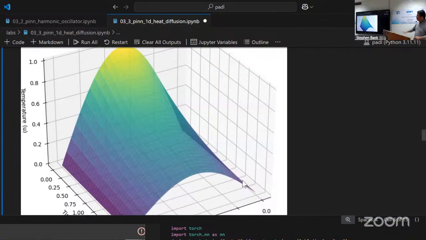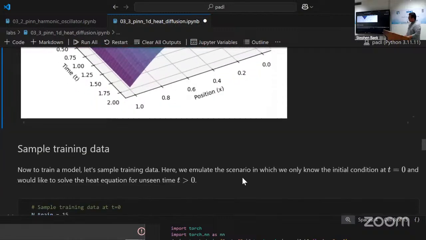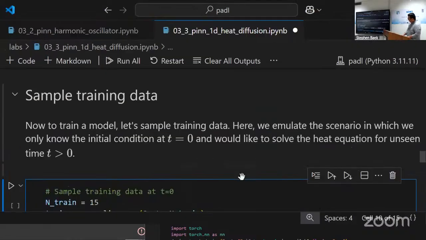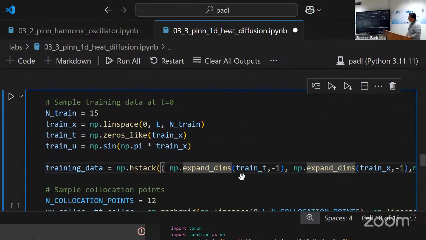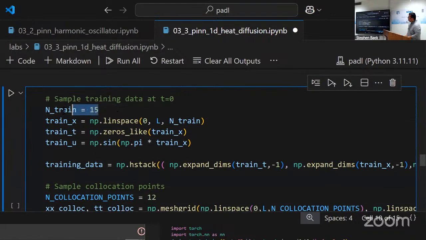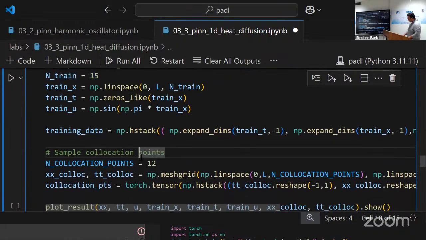So the first part of the code is really just for generating the training data set. Here's an analytic solution of the 1D heat equation. And then over here is where we generate the training data. For the training, we're going to sample 15 data points along the x-axis at time t equals 0. That's pretty much the training data that we're going to be utilizing.